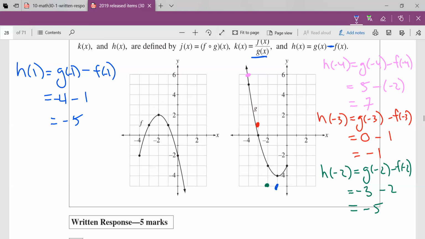Right there. And we've got one more to go. And our last point we're going to do is H at 0, which is G at 0 minus F at 0. And G at 0 is -3. F at 0 is -2. And that's -1. So 0, -1 right there.